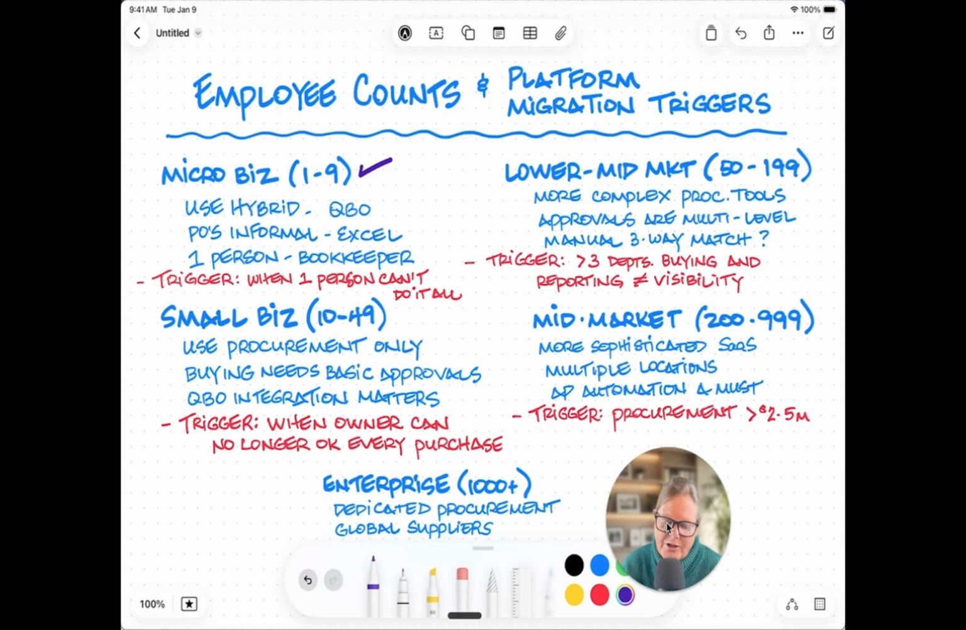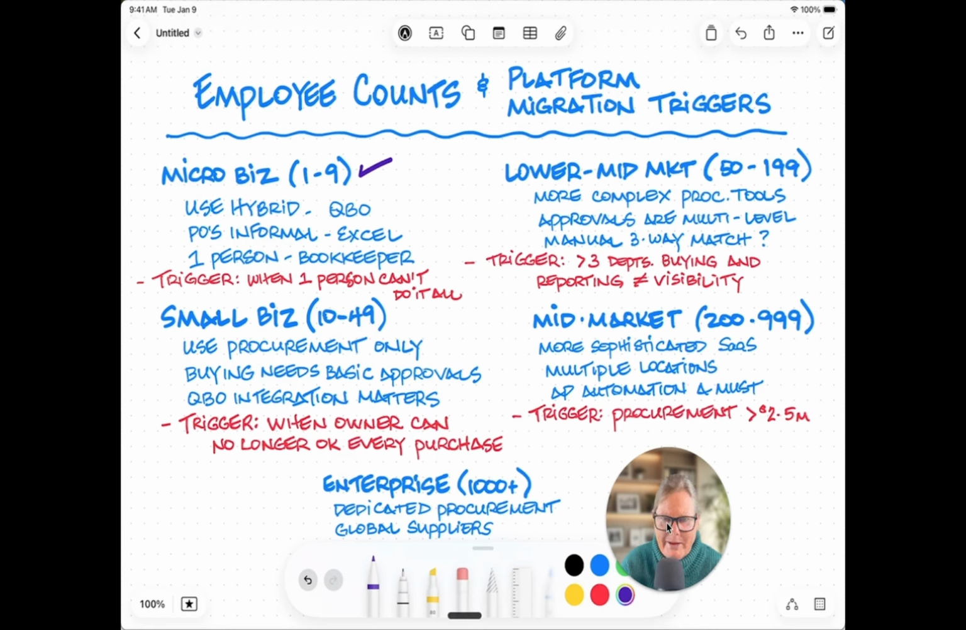Now, when you get to the point that the owner can't approve every single purchase, then you need to move up. Now, you may or may not have more employees. I just put an example here. Lower to mid-market would be 50 to 199. But it's just, when it gets to the point where the owner can't approve everything, that's when you need to get something a little more sophisticated. And your approvals are more multi-level. And this is key. You can't do manual three-way match. It becomes too much.